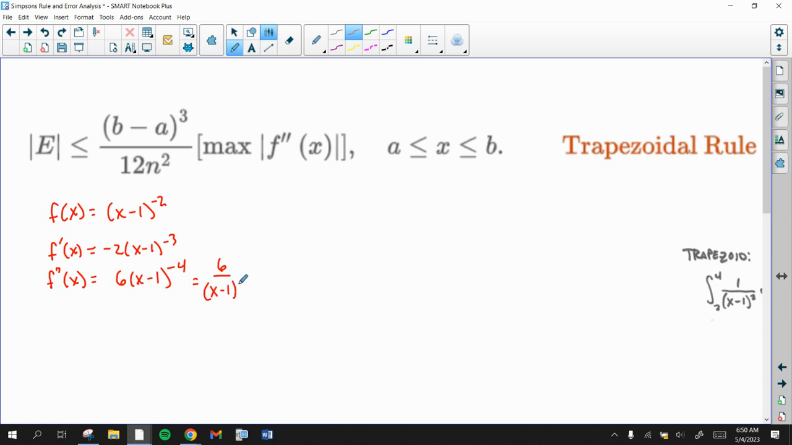I'm going to simplify that because that's the one I'm going to be using. I'm going to go on here because Simpson's rule went down to the fourth derivative, so I might as well just do that now. 6 times negative 4, and then the fourth derivative, -5 times 24 is 120.